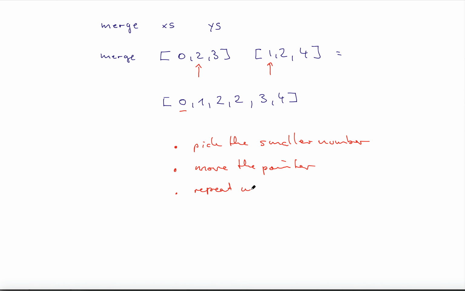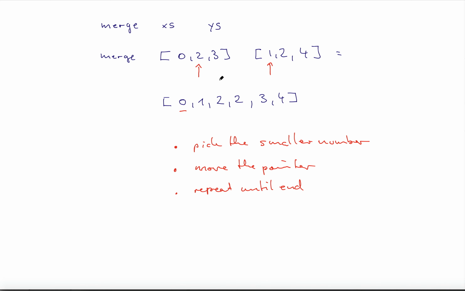Repeat until end. So this is why we actually need an end of list symbol somewhere. It's not really in the notation, but lists have a special symbol for empty list. And the reason is that we need to kind of make a case distinction to know whether we reach the end of the list. Okay, so now we just continue this.